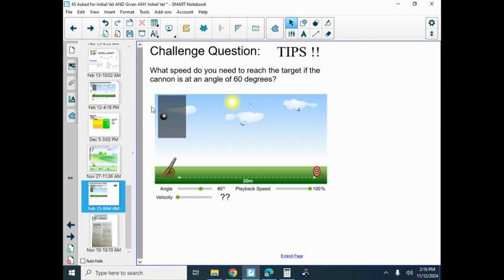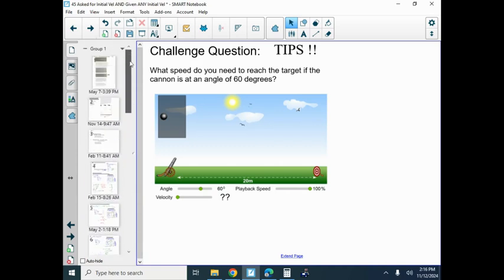So another challenge question that is not going to be assigned right now, but think about what speed you would need to hit the target in this situation. Okay, so this isn't a submit-in-a-Dropbox kind of challenge question. This is just for yourself, okay? Just to see if you would be able to figure that out?